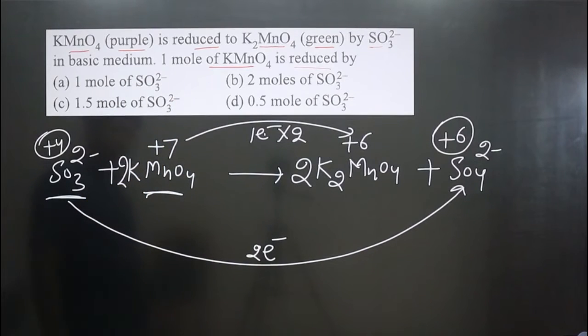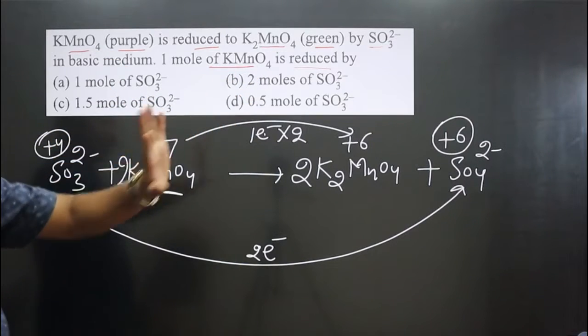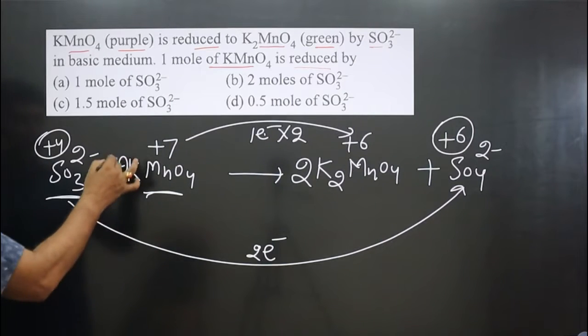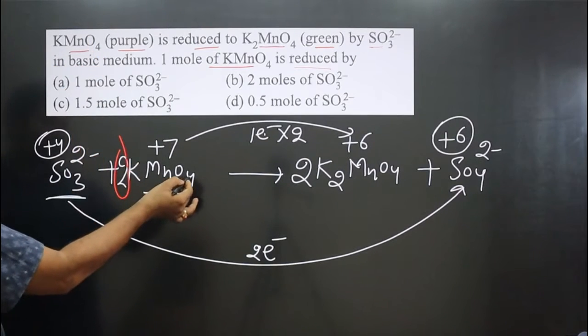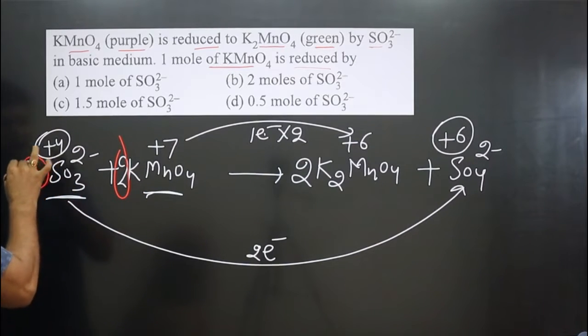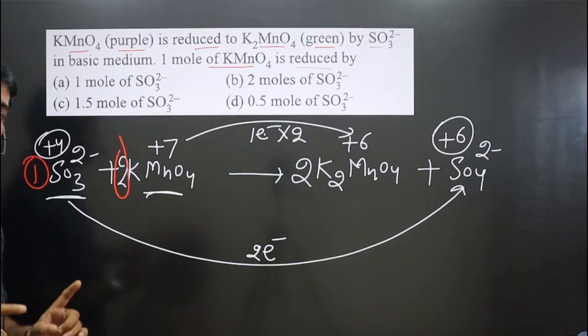Pay attention carefully. The charge is balanced in this equation. It says 1 mole of KMnO4 is reduced by sulfite ion. How many sulfite ions? You can see 1 mole. If you pay attention here, let me circle: 2 moles of KMnO4 are reduced by 1 mole of sulfite ion. Then 1 mole of KMnO4 will be reduced by how many?